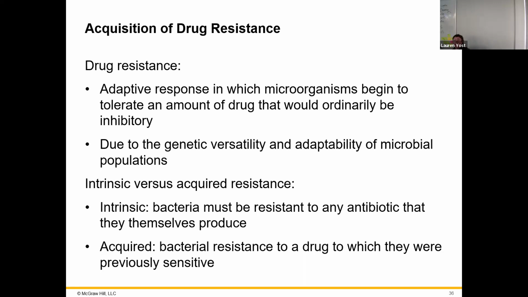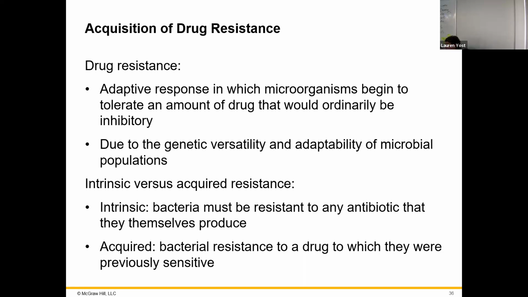Anyway, so intrinsic versus acquired resistance. Like I said, if you're a bacteria that manufactures an antibiotic to fight off other bacteria in your area, you better be resistant to the antibiotic you make. So being resistant to the antibiotic that you make is intrinsic drug resistance.